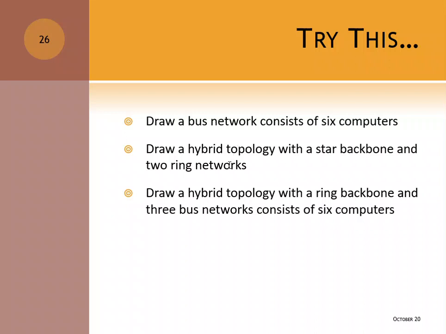Okay, previously we have seen 4 types of topologies: mesh, star, bus, and ring. So what happened? Okay, how can you draw a hybrid topology? For example, a hybrid topology with a star backbone and 2 ring networks. Okay, so I will show you. Okay, so we want to draw a hybrid topology with a star backbone. Okay, the backbone is a star and connecting 2 ring networks.